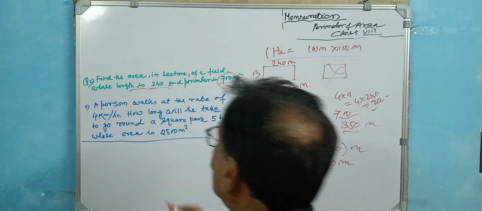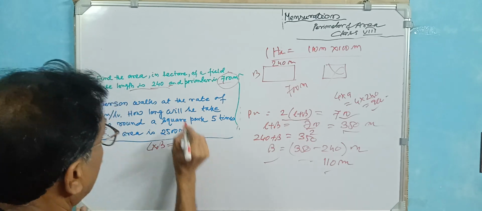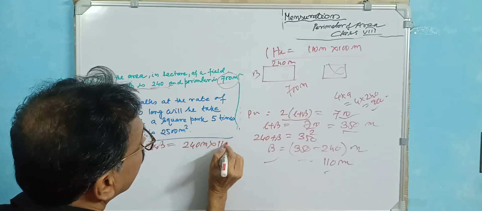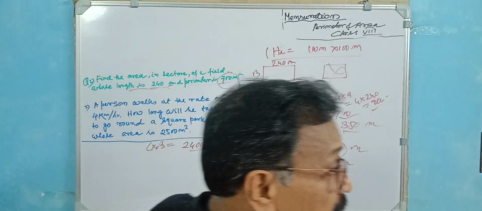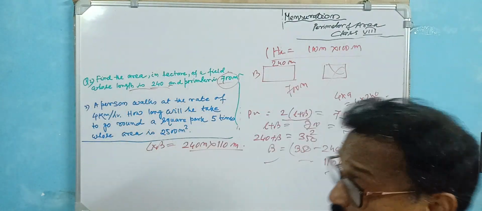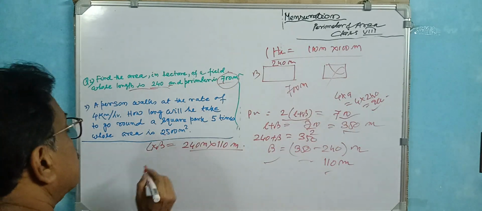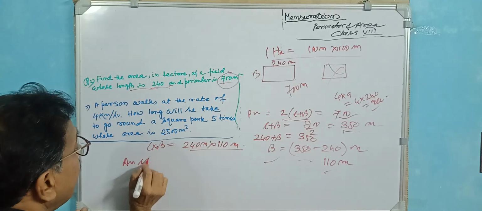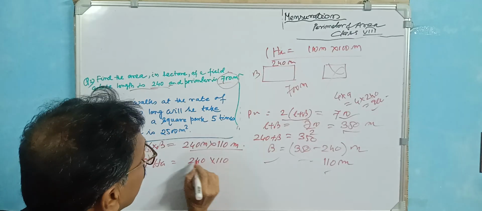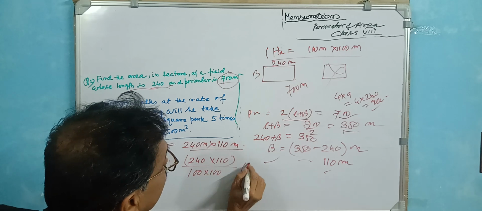Now the area, you know the area is length into breadth. So this is 240 meter and this is 110 meter. This is the area, but this area is in meter square. You convert it to hectare, that means you divide by 100 into 100. The area in hectare is 240 into 110 by 100 into 100.